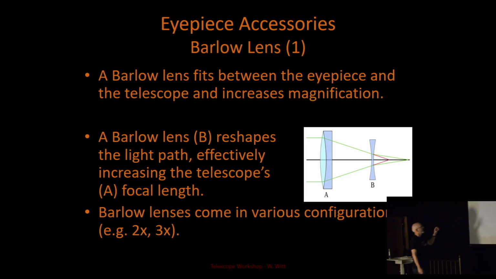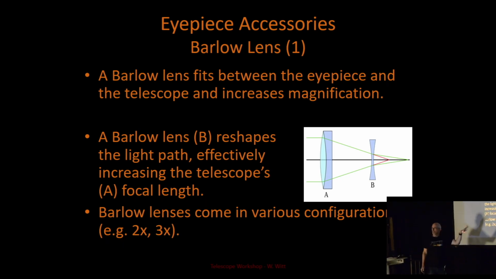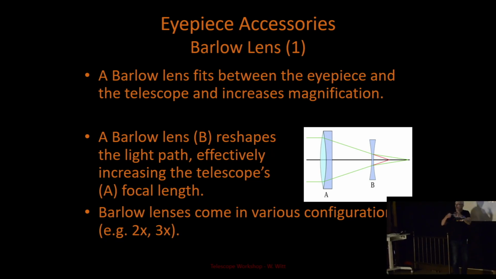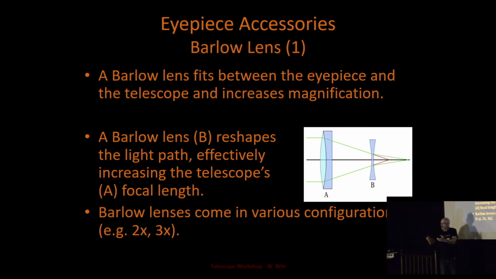Okay. I'm not going to go into detail on Barlow lenses. There'll be some more content in the video, but I want to quickly mention it. So there's a thing called a Barlow lens, and it's something that fits in between the eyepiece and the telescope, and it effectively increases the magnification, right? So a Barlow lens reshapes the light path, so it effectively increases the focal length of the telescope, and then if we do our magnification division, it turns out that it effectively increases magnification. So Barlow lenses come in configurations like 2x, 3x, so that basically if you add something like this, it doubles your magnification, right, or triples.